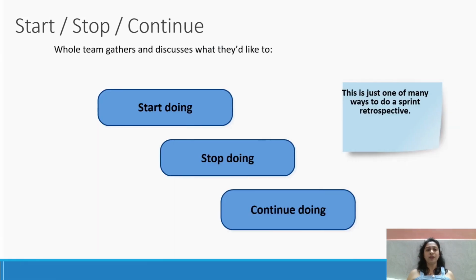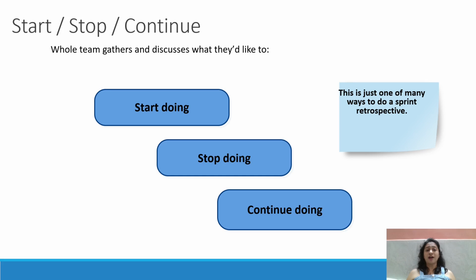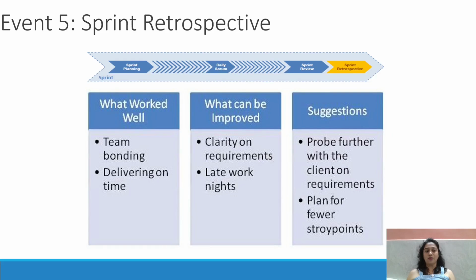Okay, so this we can say is start, stop, and continue. The whole team gathers and discusses what they would like to start doing, stop doing, or continue doing. This is just one of many ways to do the sprint retrospective. Okay, these three columns also you can use: start doing, stop doing, or continue doing. Or you can use these three columns also: what worked well, what can be improved, and suggestions. Any three columns you can add as per your team members suggest.